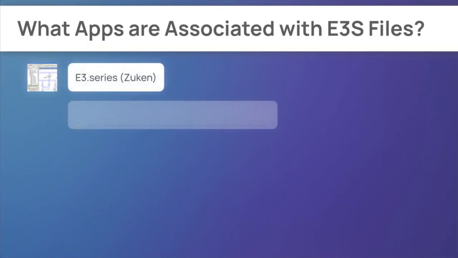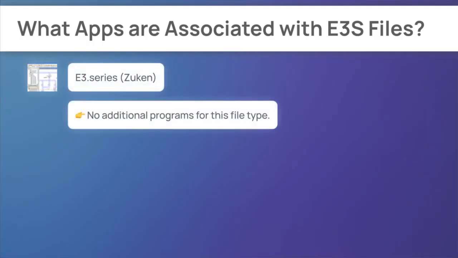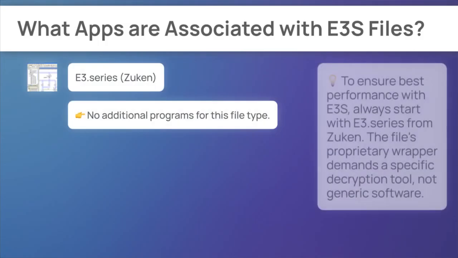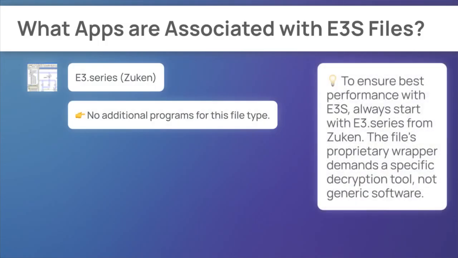This E3S file is handled by the industry standard tool E3.series from Zuken. The file requires specific internal validation routines that only the proprietary software performs. Windows shows only basic attributes for this category, so full access depends on specialized modeling software.